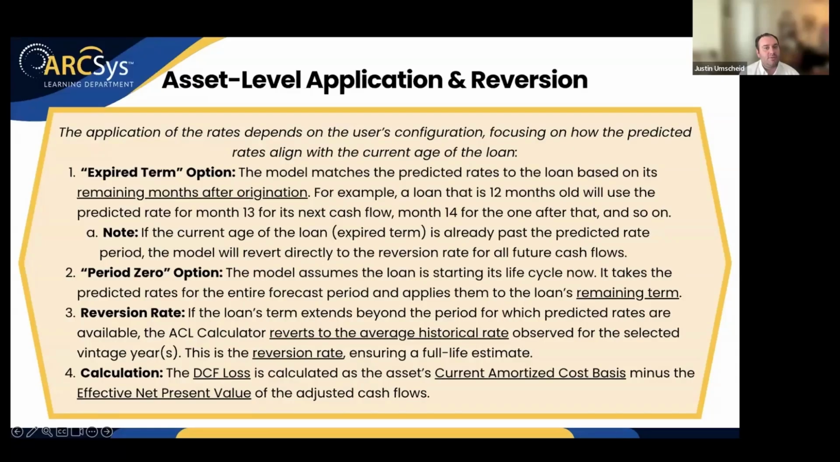Something we cannot generally do with a reporting period model because we don't have the data at that more granular level. So expired term is the option that will treat loans based off of where they are in their life. Now, there's also this period 0 option. Period 0 removes that concept and treats all loans the exact same.